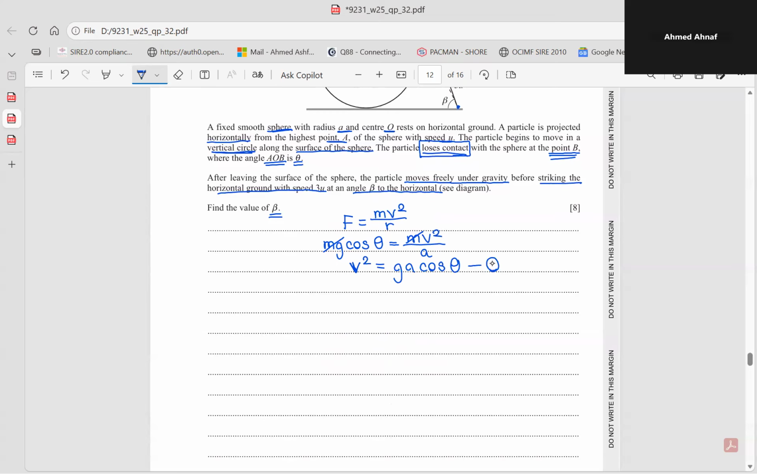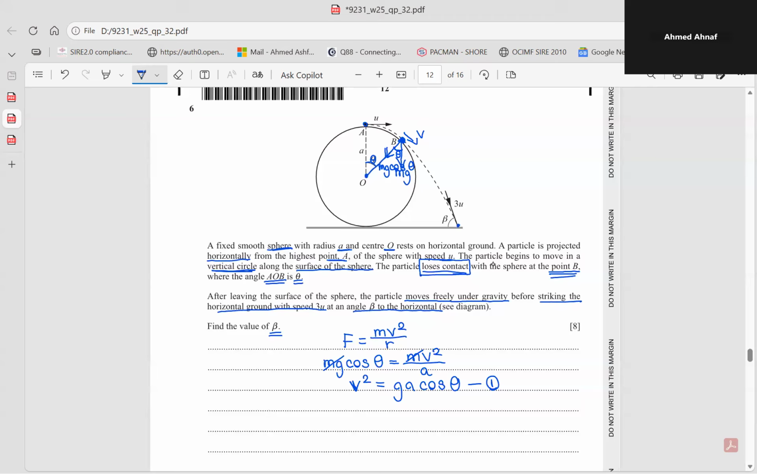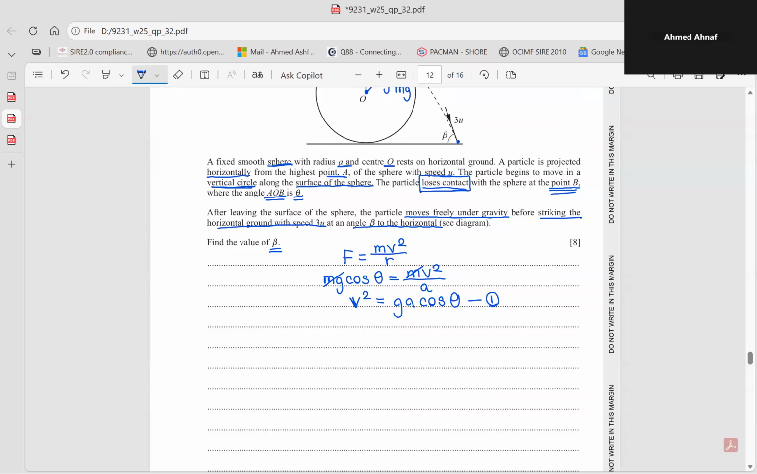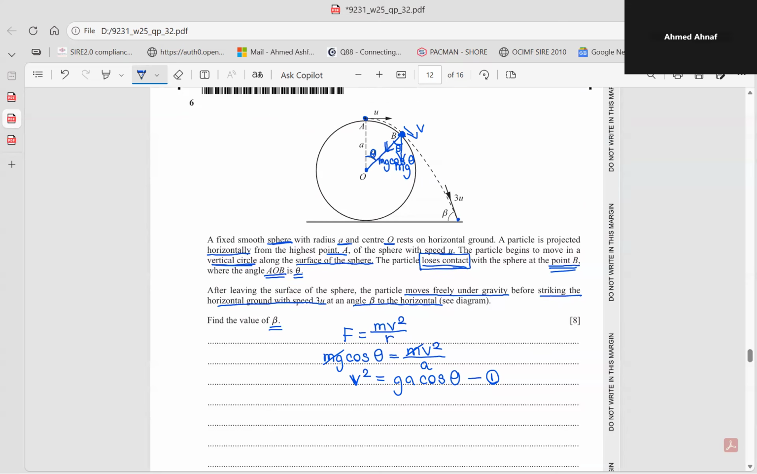So this is the first equation, and now we're going to use conservation of energy to solve the rest of the problem. So initially at A, first of all, for any vertical circle question, you should always set a datum line passing through the center, where the GPE is equal to 0.